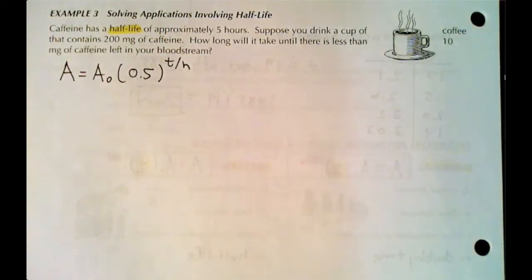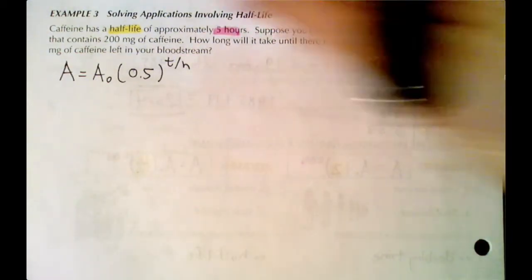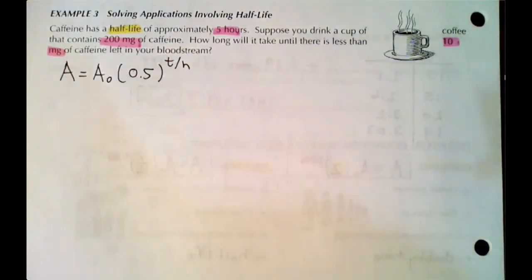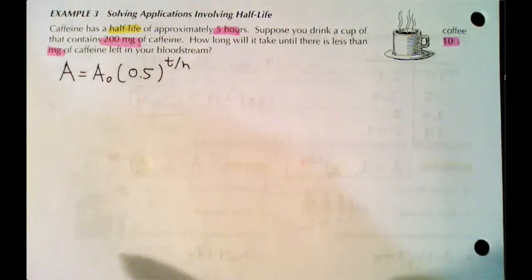So anywhere we were given numbers, we're going to be able to put those numbers into the equation. Well, we were given 5 hours of a half-life. We were given 10 milligrams of caffeine. We were given 200 milligrams of caffeine. Let's organize this information. One of those numbers is a starting amount, one of those numbers is an ending amount, and 5 hours. You gotta figure out where that goes.